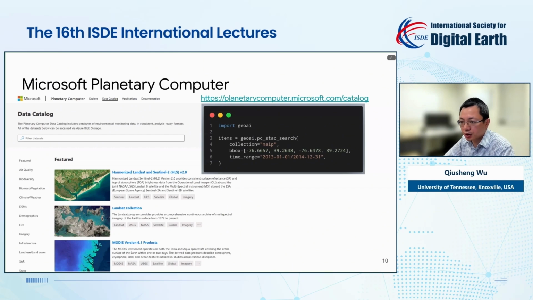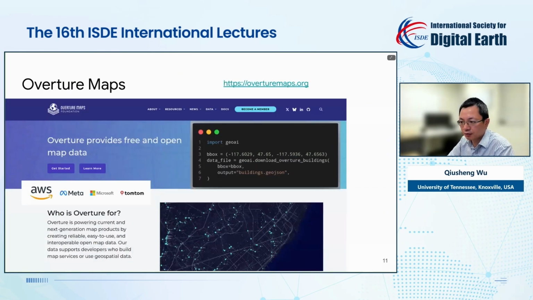Also Overture Maps. So this is a new open access data initiative led by some of the big techs, AWS, Meta, Microsoft, and TomTom. And they provide data, for example, buildings, roads, and places, POI, so a lot of data. At least thousands of gigabytes or many terabytes, and it's all open access, so it's free. You can download the entire data set at the global scale, just a couple lines of code. Again, you can use GeoAI, so you can see the snippets here. Just import the library, specify the bounding box, and then you can download building data, roads data, whatever you need. So those data are great training data for training deep learning algorithms.